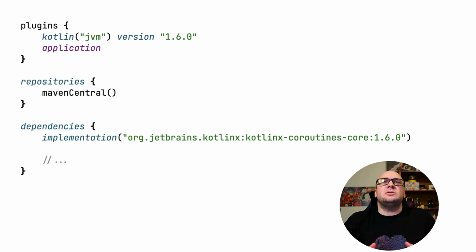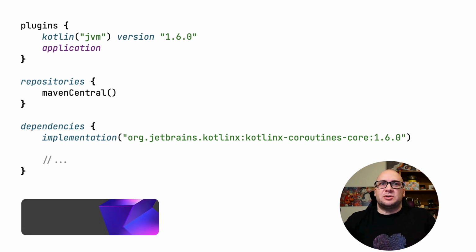The new version of Coroutines is available from Maven Central. You can try it now in your project. Here is an example of Gradle configuration. Make sure you are using Kotlin 1.6 and then just add the dependency to the new version of coroutines.